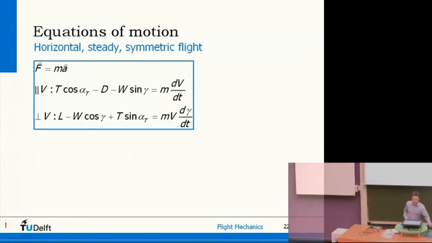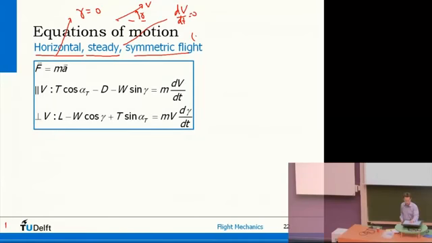Now we had the equations of motion, but we know horizontal flight means flight path angle is 0, because it's the angle with horizon and airspeed. Steady means there's no change of airspeed. And finally, symmetric just means we don't have any turns. But that also means that we only have 2 equations, because this is 2-dimensional flight instead of 3.